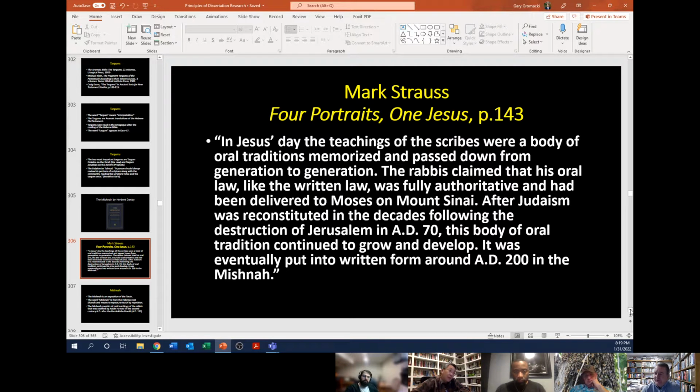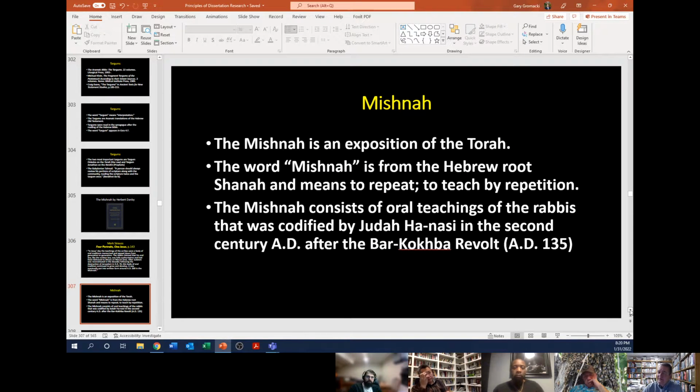So you have the written law and the oral law. After Judaism was reconstructed or reconstituted in the decades following the destruction of Jerusalem in AD 70, this body of oral tradition continued to grow and develop by the rabbis. It was eventually put down into written form about AD 200, right, in the Mishnah. So the oral instruction from the rabbis put in written form, right? So comments on the Torah, on the law, found in the Mishnah.